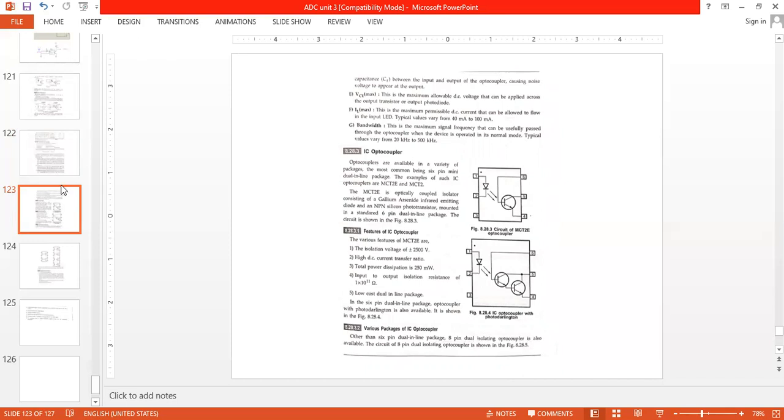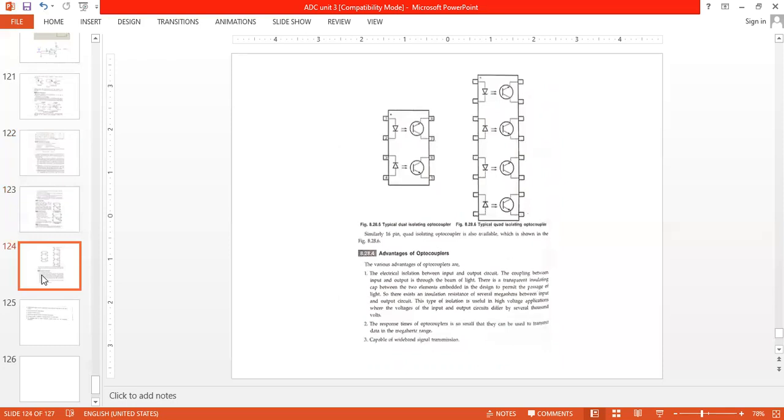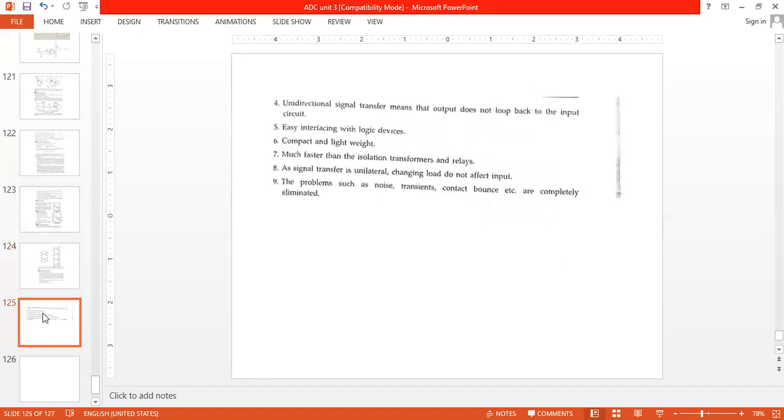In this IC, they have different couplers and n number of couplers. The advantages of the optocoupler: the response time of the optocoupler is small, it is used to transmit data, capable of wideband signal transmission, compact and lightweight, and much faster than isolation transformers and relays.